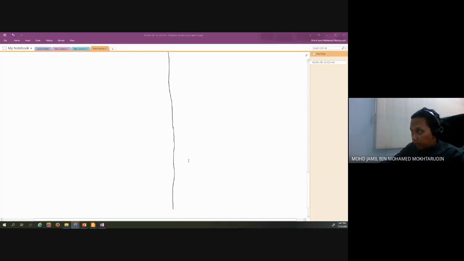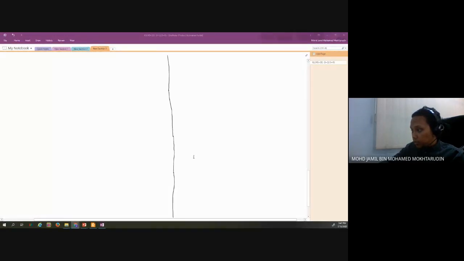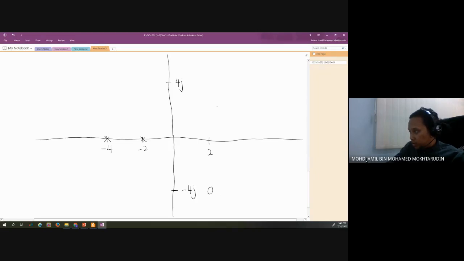Okay, so first we plot the poles and zeros. So minus 2, minus 4, and 2 plus minus 4j. So minus 2 is somewhere here. This is minus 4. So these are the poles. This is the second pole. And then plus 2 plus 4j, so 1, 2 somewhere here, 1, 2, 3, 4. So the zeros are here and here.